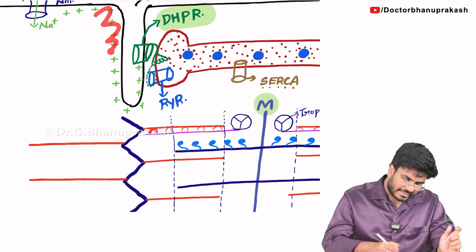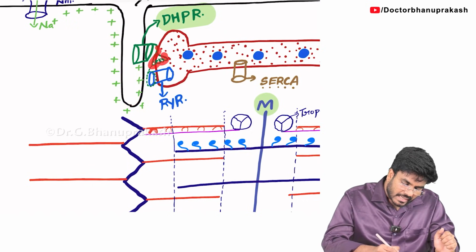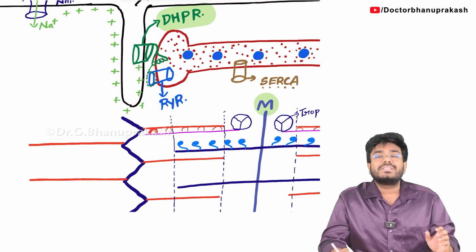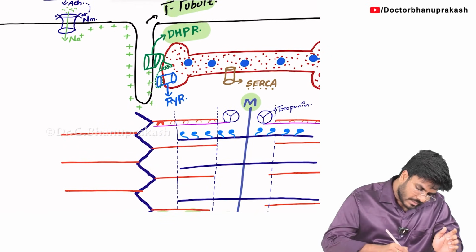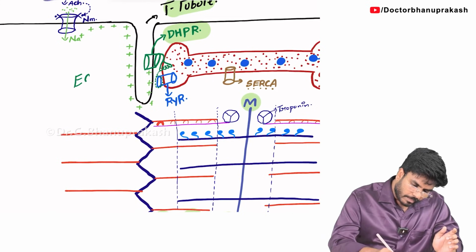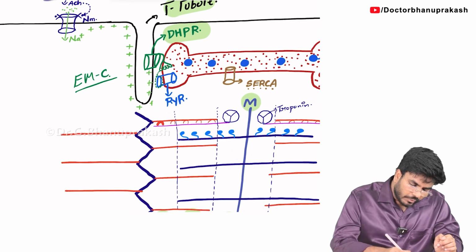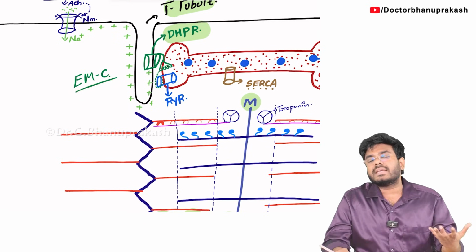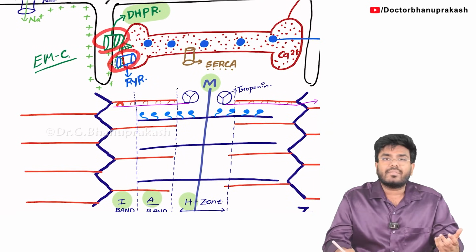Electro, because of the electrical activity. Mechanically, the DHPR channel opens the RyR channel. So this is called electromechanical coupling. We call it electromechanical coupling, EMC. Now tell me, what exactly is happening during electromechanical coupling? The DHPR channel will open the RyR channel.